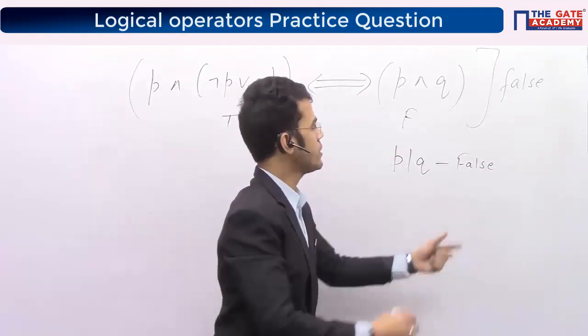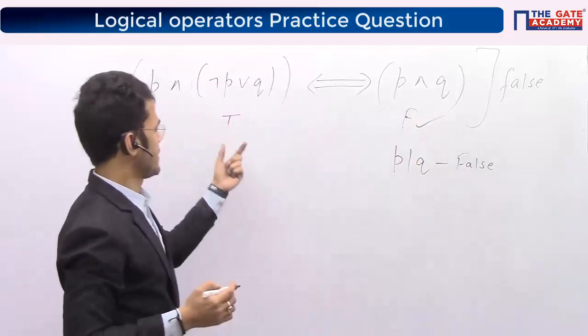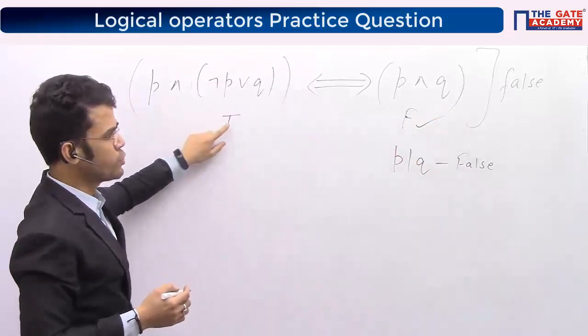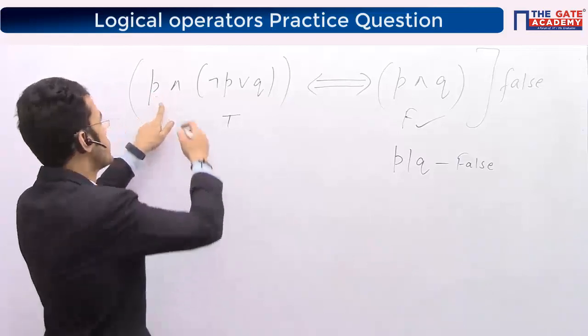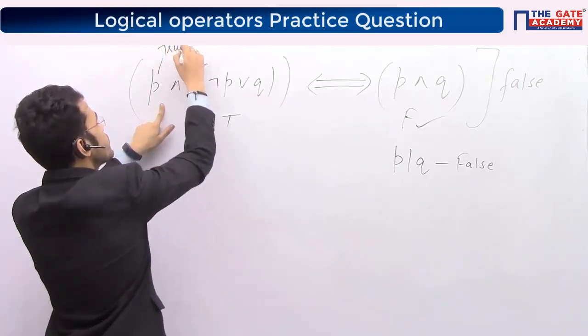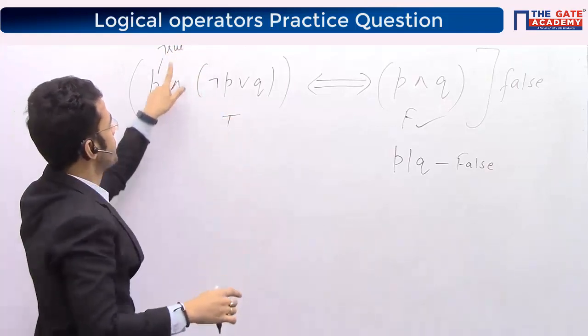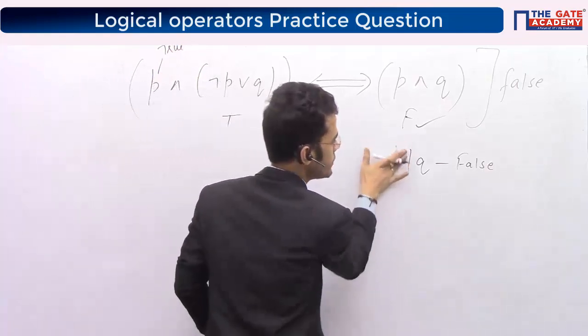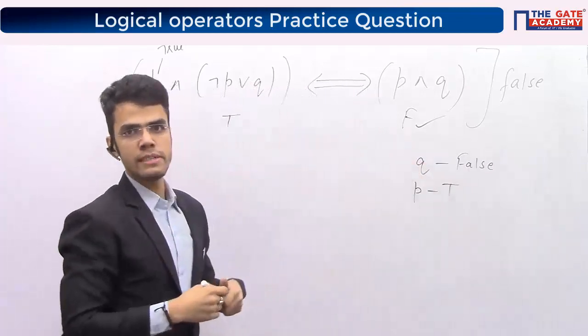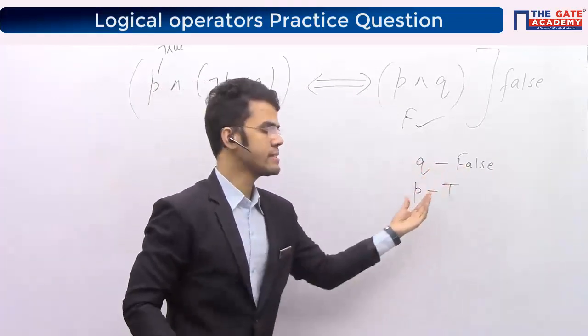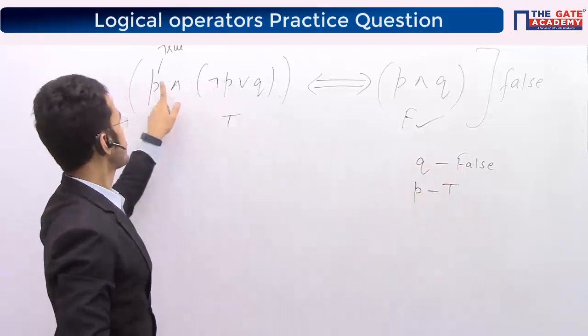So anyone can be false will give me false. Coming to this side, I want true. So obviously P I cannot put as false. P has to be true. AND operator says both have to be true. It means clearly from here Q need to be false and P need to be true. Now the possibility is closed. Q has to be false. P has to be true. Right? So this thing is true.